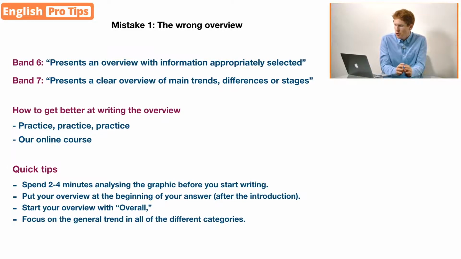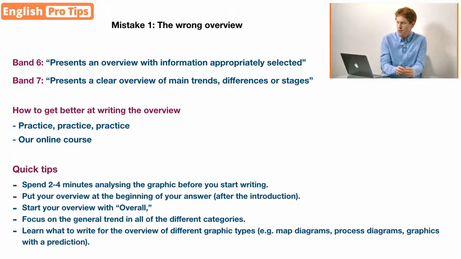Next, focus on the general trend in all of the different categories. So remember, when we looked at the 2 overviews, the first one focused specifically on the highest populations in both years, whereas the second overview gave a general description of all of the categories. So a general description of all of the countries in this case. So that's one tip. And finally, it's important that you learn what to write for your overview for different graphic types, and you need to practice these before you go into the exam.